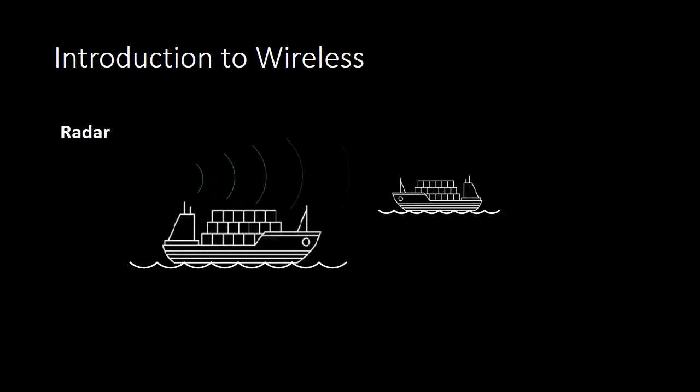Radar is another technology that uses radio waves. Planes or ships fitted with radar send out beams of radio waves and listen for echoes, which are the reflected radio beams bouncing back from other planes and ships nearby.